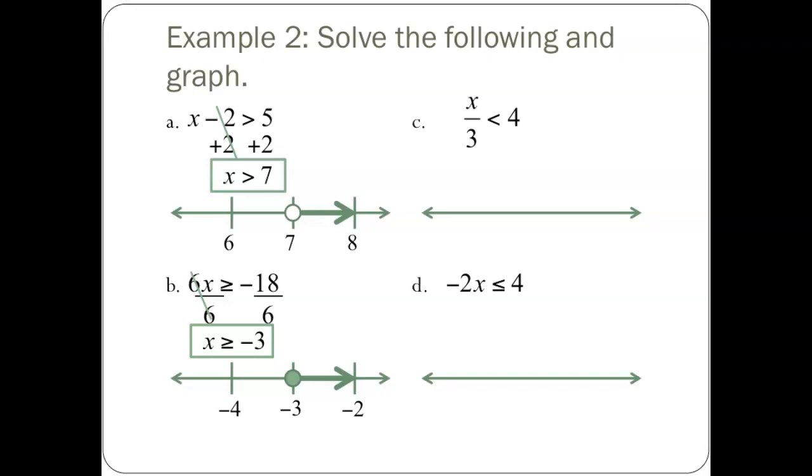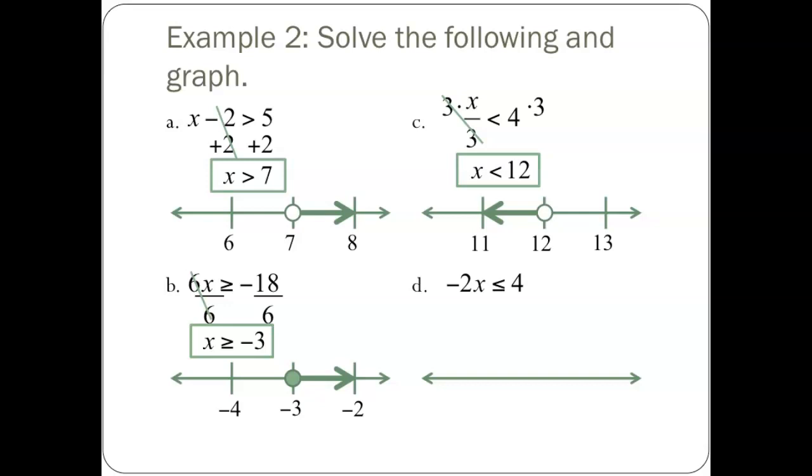Next we have x over 3 is less than 4. To get x by itself, I'm going to multiply both sides by 3. The 3's cancel on the left, so I'm left with x is less than 12. Now let's graph that. So we have 12 on the number line. We're going to put 13 and 11 on either side. Since this is strictly less than 12 and not equal to it, we will put an open circle on 12, and then we will shade everything to the left of it, because this is x is less than 12.